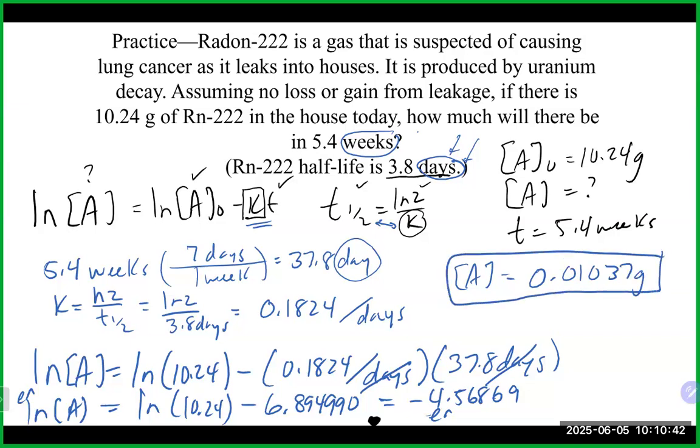Any questions on that one there? So the good news about radioactive decay and kinetics is it's the same kinetics we did in the very first chapter, and it's always going to be first order in those two equations that go with it. Any questions on that?